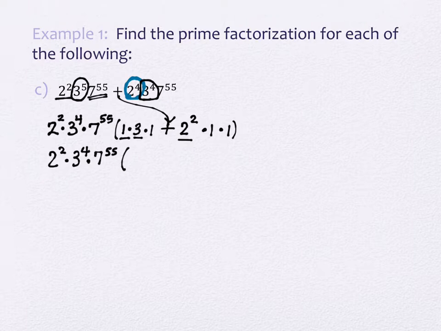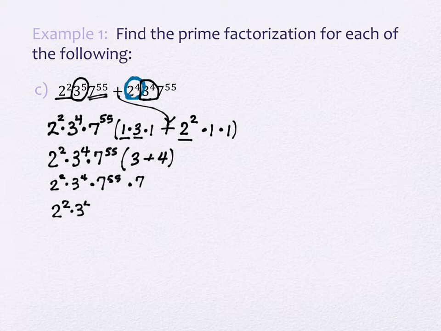But this second piece, I need to clean it up. 1 times 3 times 1 is 3. 2 squared is 4 times 1 times 1, so that's 4. But then I have 3 times 4. I'm sorry, 3 plus 4, which is what? It's actually 7. So at the end here, I have times another 7. Can I consolidate that? I can. So this is 2 squared times 3 to the 4th times 7 to the 56th when I'm done.